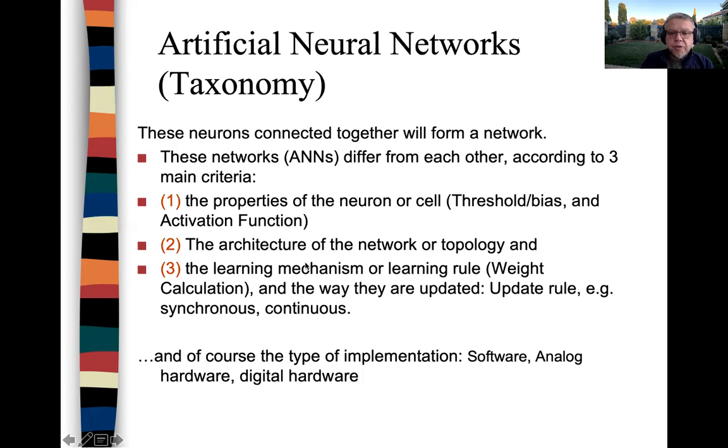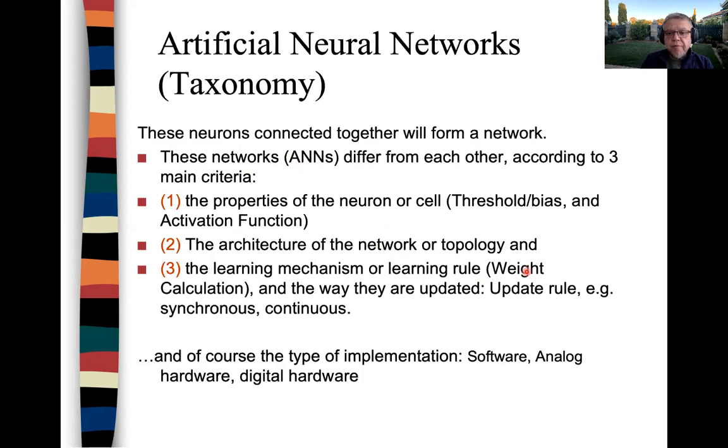What is the architecture of the network, or topology? Is it a feed-forward network, a recurrent network? And the third criteria which distinguishes one artificial neural network from another is the learning mechanism or the learning rules.